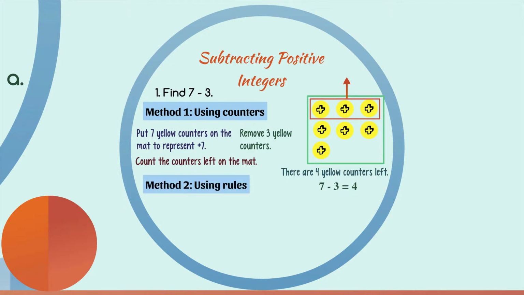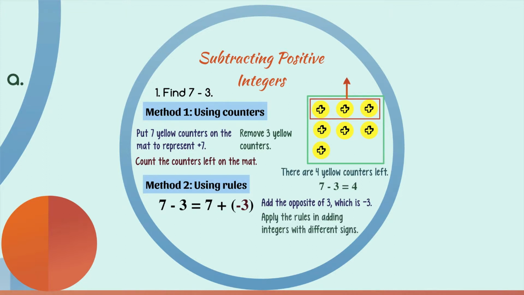Let's now try using the second method, which is using the rule. Remember the rule? We just need to add the opposite of the second integer to the first integer. So add the opposite of 3, which is negative 3, to 7, and 7 minus 3 becomes 7 plus negative 3. As you can see, the expression became addition, so the rules in adding integers can now apply. The integers are now 7 and negative 3, and they have different signs, so we should apply the rule in adding integers with different signs. Doing so will give us an answer of 4. Thus, 7 minus 3 is equal to 4.